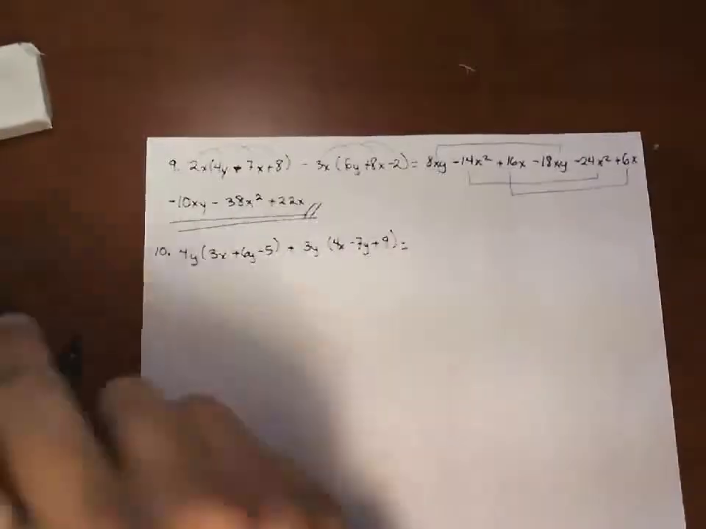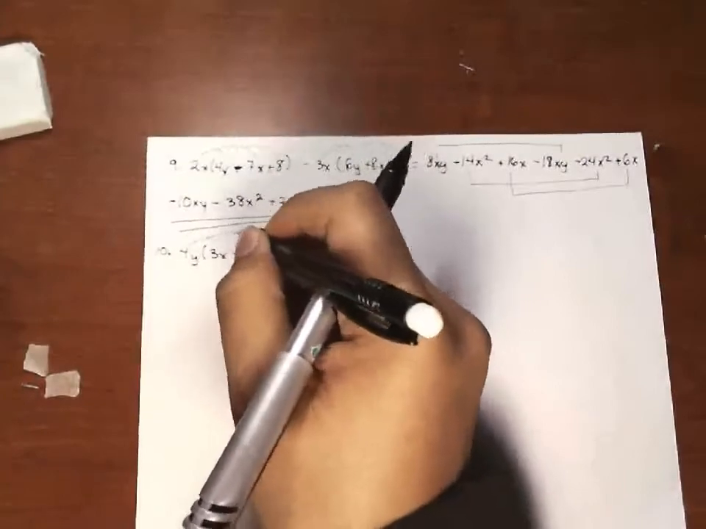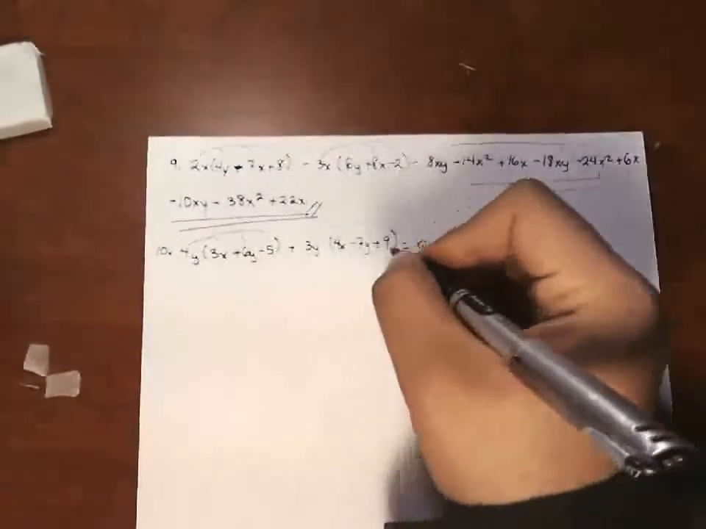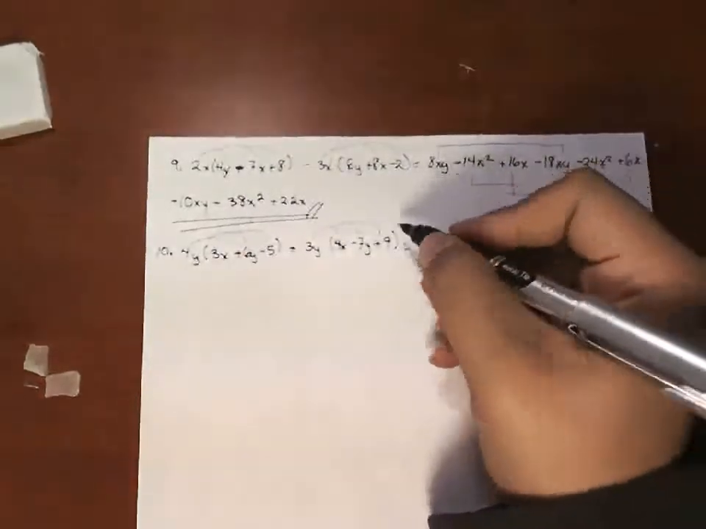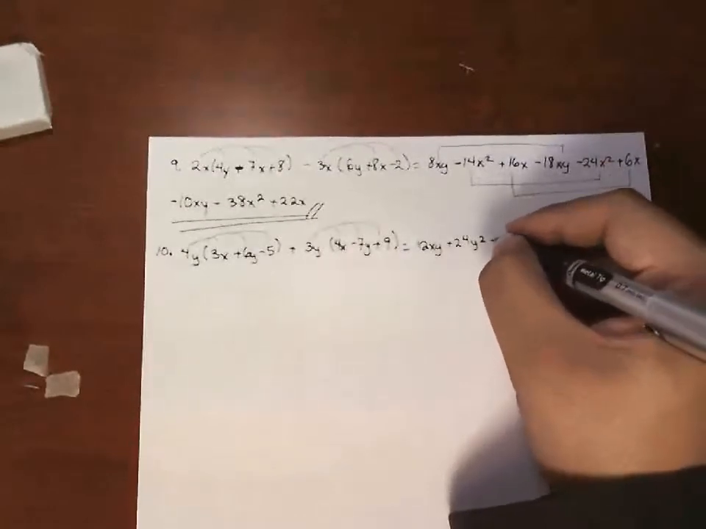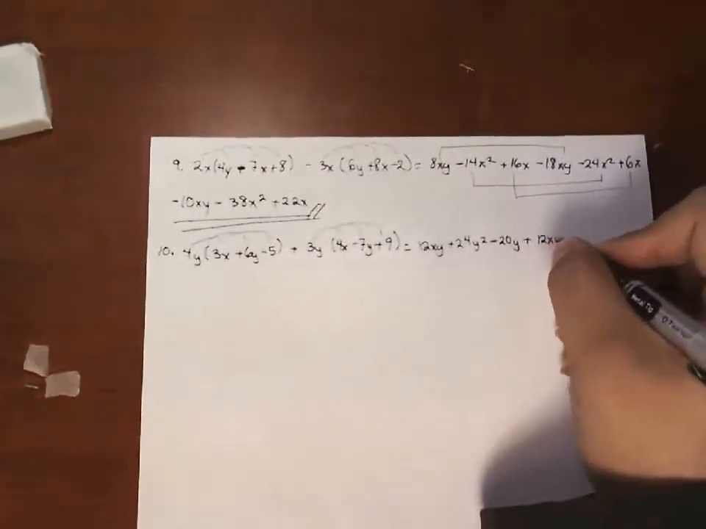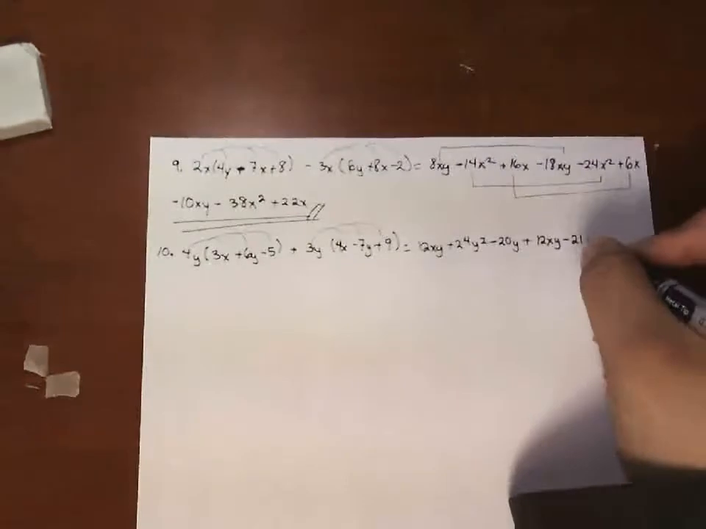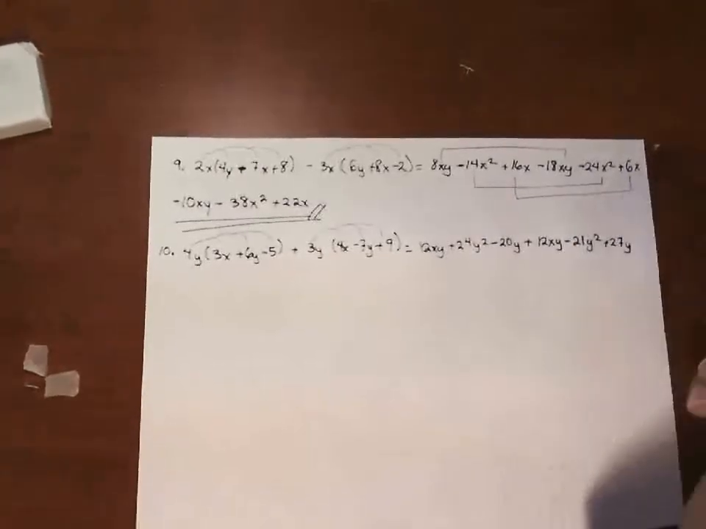Number 10. So once again, we look inside the parentheses. They have different variables, and a constant that we can't join. So distributive once again. 4 times 3, 12xy. 4 times 6, 24 y squared, y times y. 4 times minus 5, minus 20y, plus 3 times 4, 12xy. 3 times minus 7, minus 21, y times y, y squared. 3 times 9, 27y. Okay.